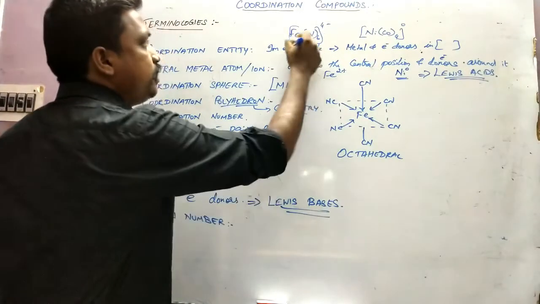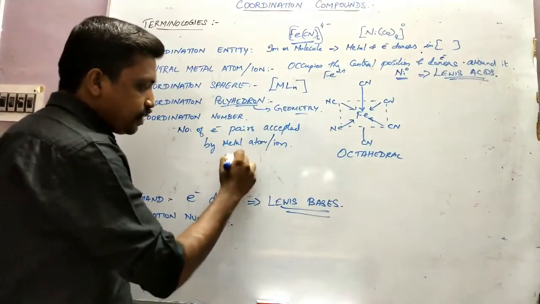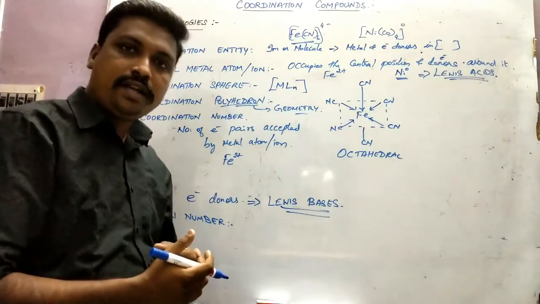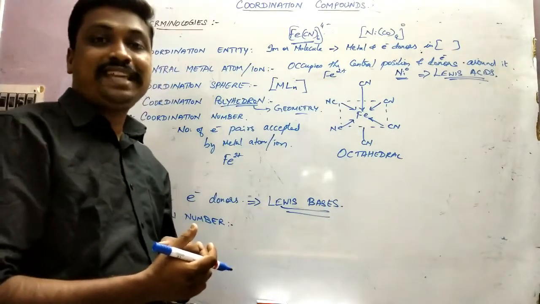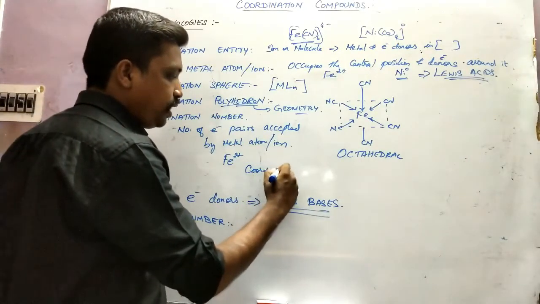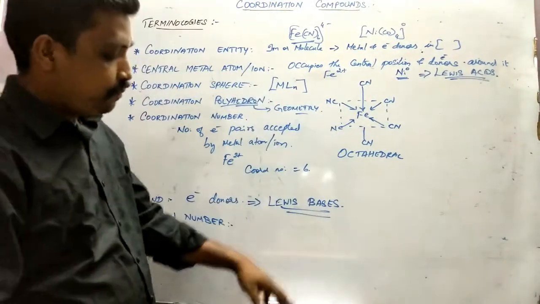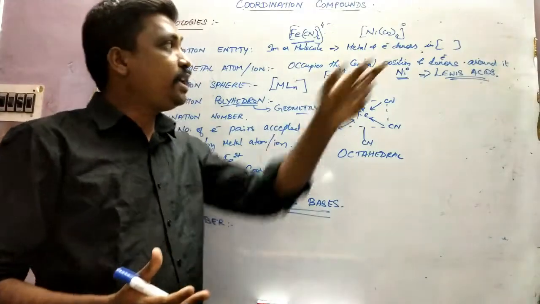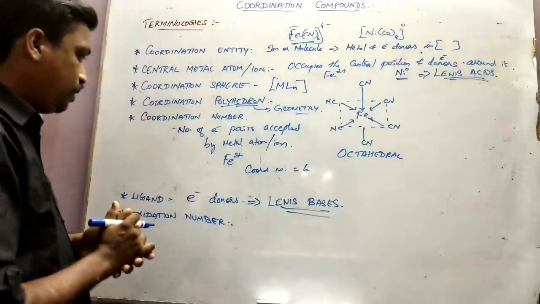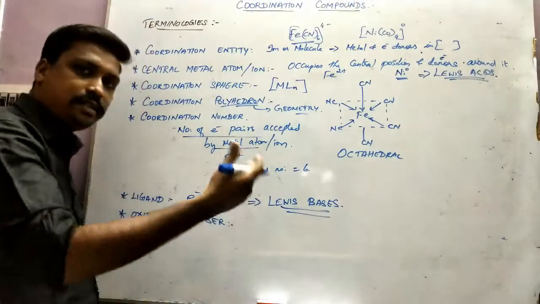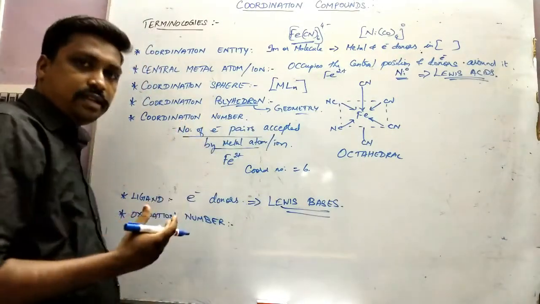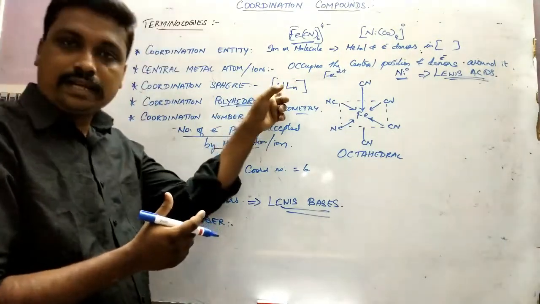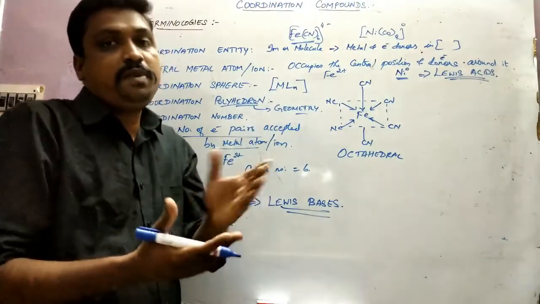See here, in this complex Fe2+ accepts 6 pairs of electrons from 6 cyanide species. So here the coordination number is 6. Look here. Nickel accepts 4 pairs of electrons from 4 carbonyl species. So here the coordination number is 4. We can say it in another way. It can be defined as the number of donor atoms to which the metal is directly bonded. It may be termed as such also, right?